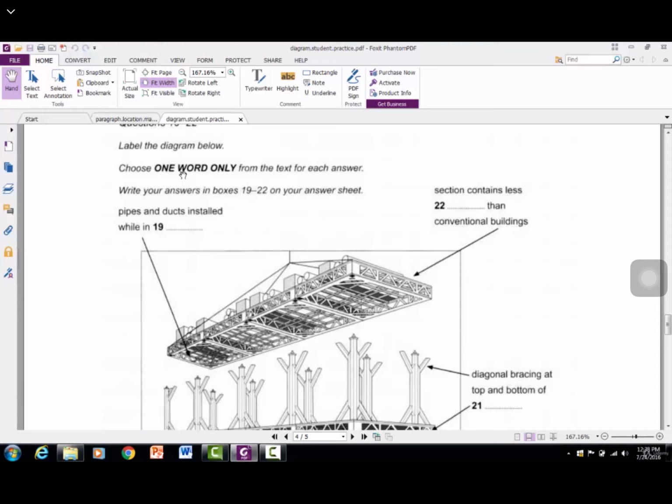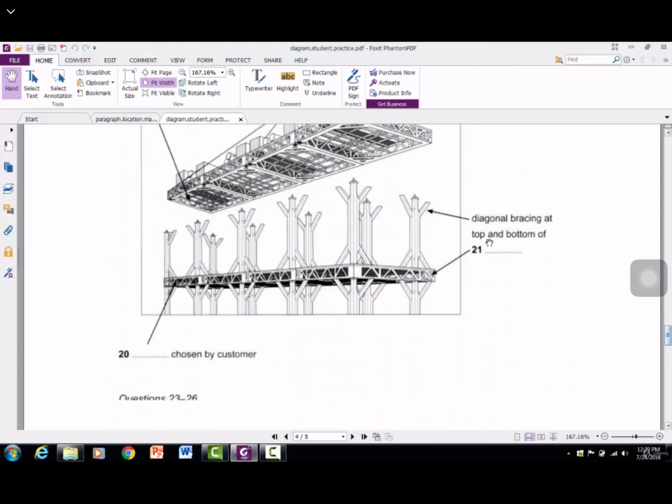Now, like I've told you, we should treat this like a fill-the-blank question. And so we see here, for 19, we're looking for the words pipes and ducts. Number 22, we're looking for a section containing less than conventional buildings, something less. 21 should be easy to find because of the words diagonal bracing, and 20 is something that's chosen by a customer.